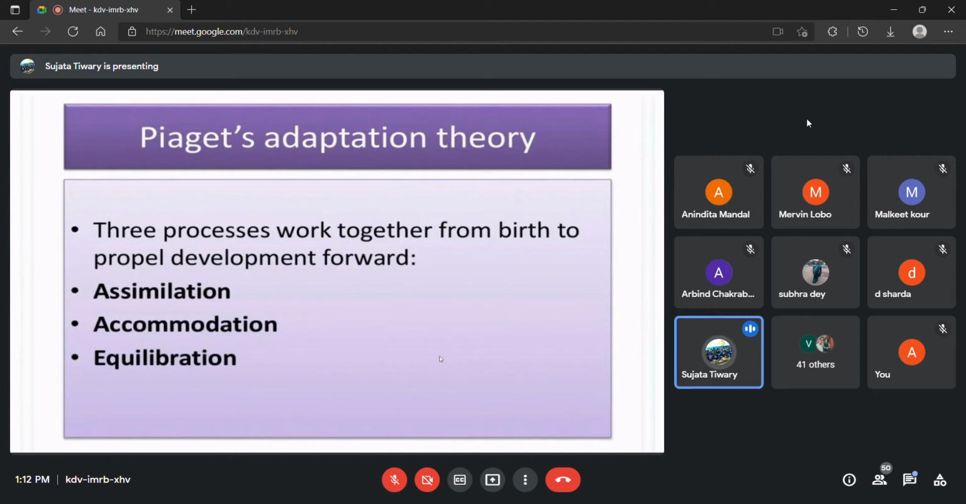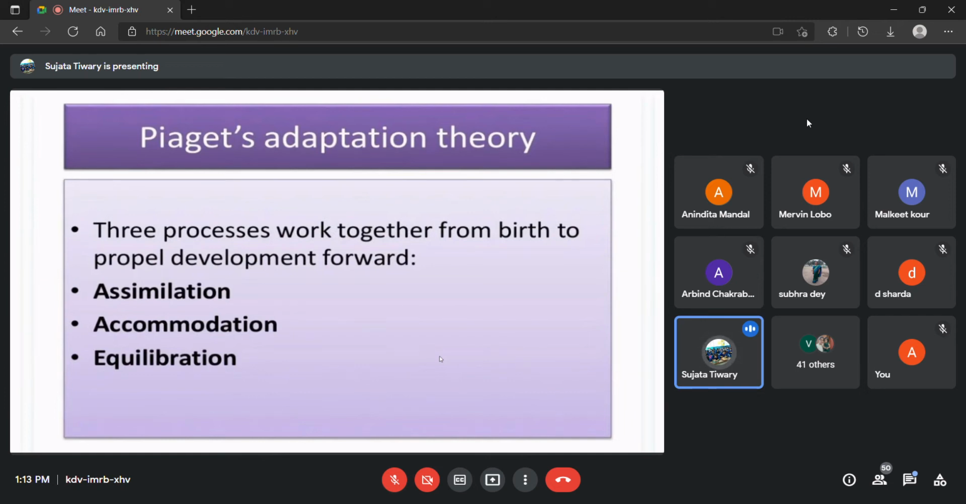Now accommodation starts. What is accommodation? It is the altering of a previous concept in the face of new information. For example, the child discovers that some creatures living in the water are not fish, and then correctly refers to a whale as a mammal. It looks like a fish, but it is a mammal. So this is called accommodation.